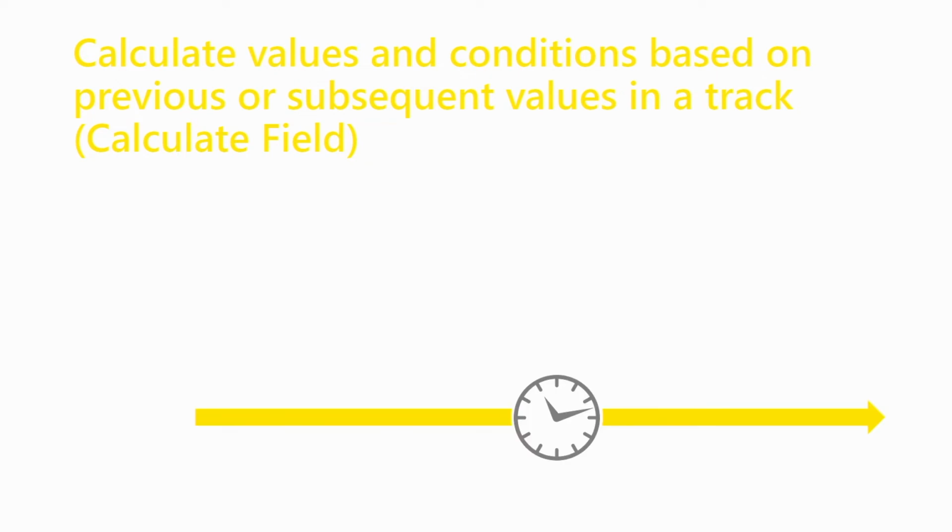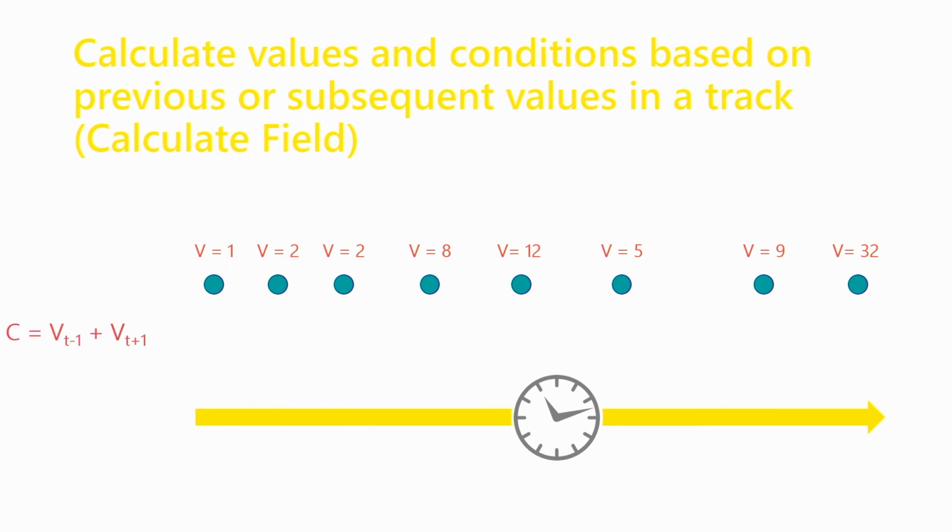So again, I have my axes with my time. I have a bunch of features, and each of those features has a value. So the first one has value 1, second has value 2, third has value 2, 8, 12, 5, 9, 32. These are just random values I've created because I just want to walk through the math of how a track expression would work. So imagine the expression that I'm using is the value of t minus 1 plus the value of t plus 1. So I'm looking for the sum of the previous and the next value.